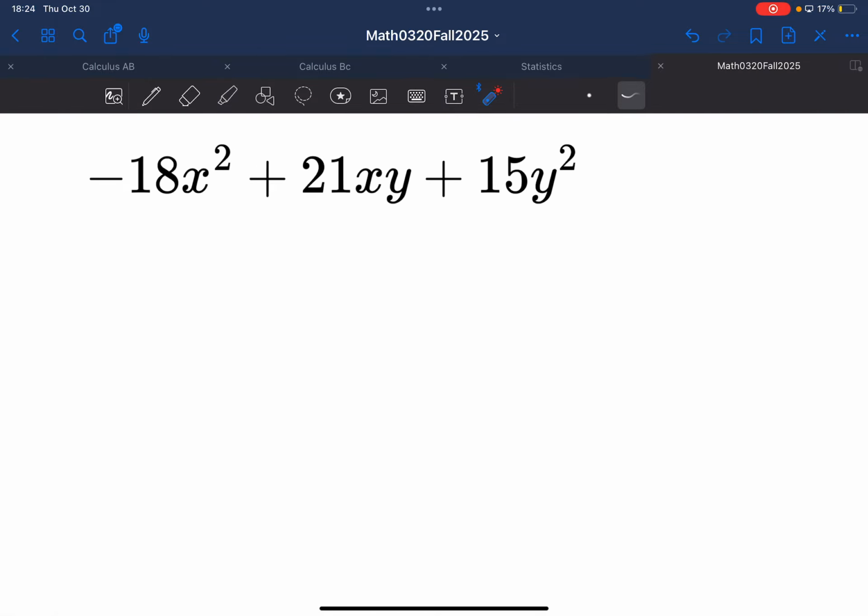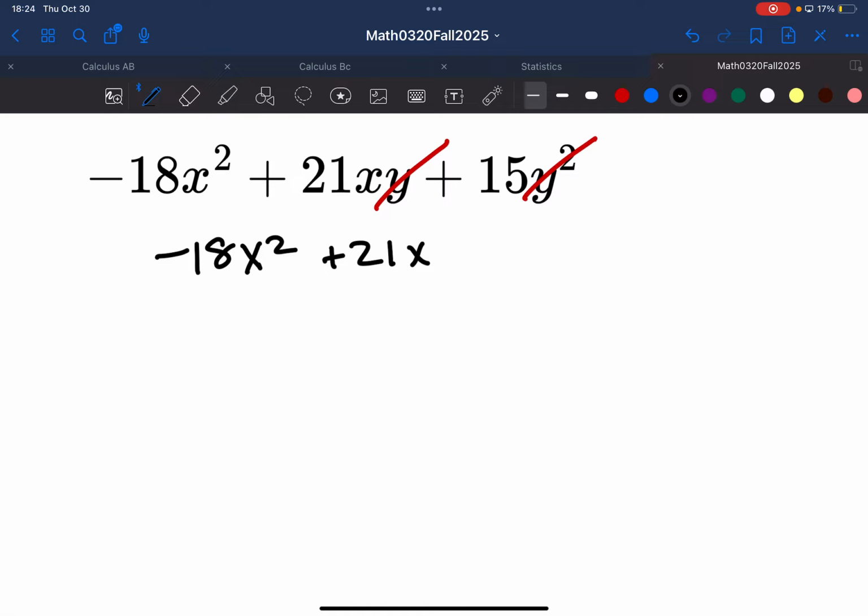Okay, so now we have one that has our extra variable in there. And remember I said the easiest way to think of this is to ignore that second variable. So I'm going to ignore the y's for now. Doesn't mean they're gone, I'm just ignoring them. So when I do that, really all I'm looking at is negative 18x squared plus 21x plus 15.